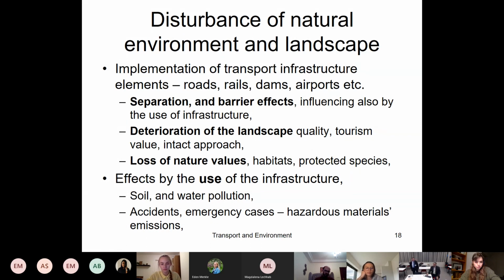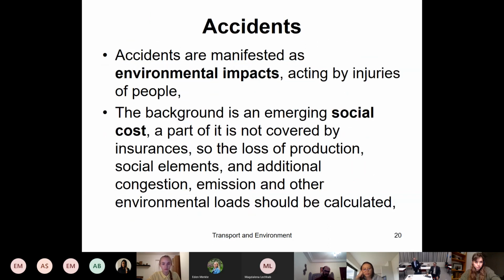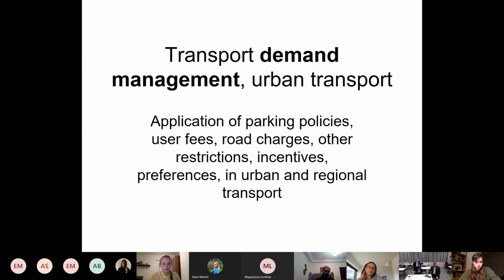Yes, please. So let's go to the second block where we propose demand management, especially in the field of urban transport, I mean transport demand management. Here I would emphasize two main tools or policies: the introduction or control of parking spaces, parking policies, parking fees, and the other is user fees, road charges.